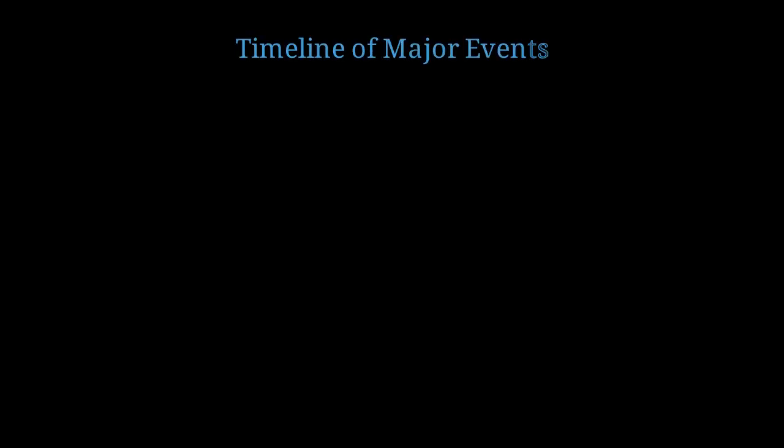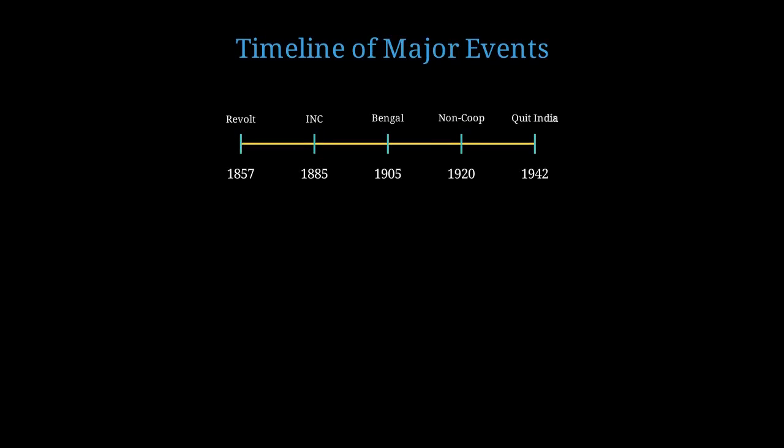Let's look at the timeline of major events in the national movement. The movement evolved through key milestones: the 1857 revolt, formation of Congress in 1885, Bengal partition in 1905, non-cooperation in 1920, and Quit India in 1942.